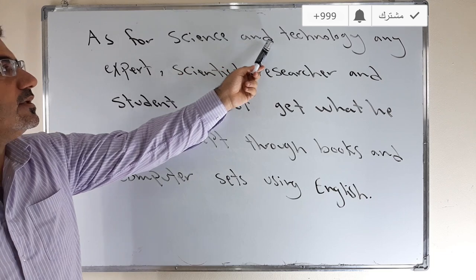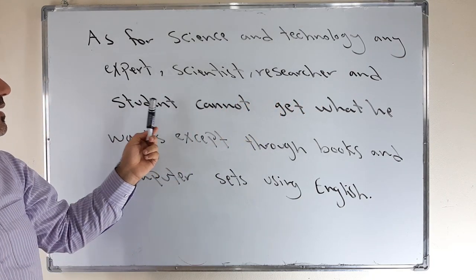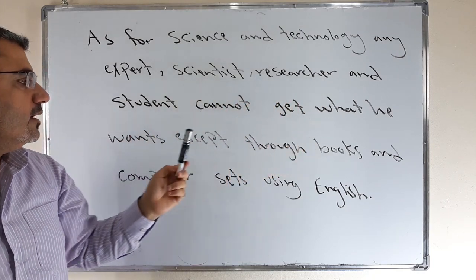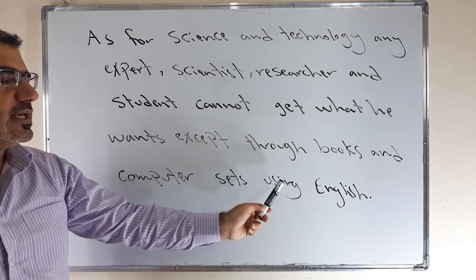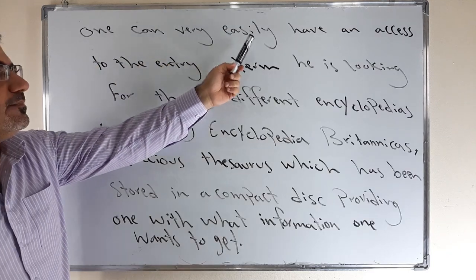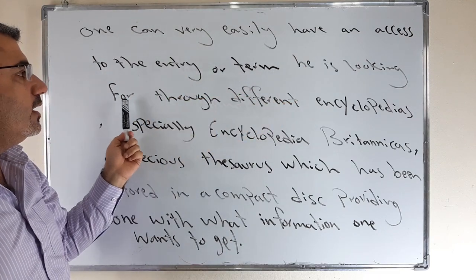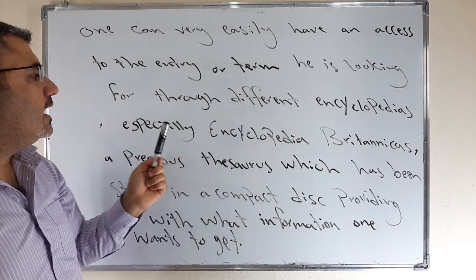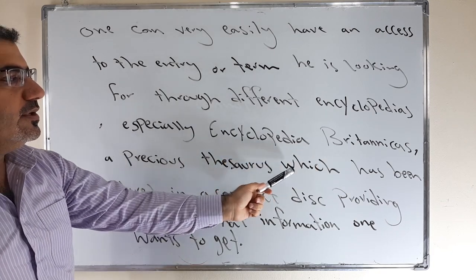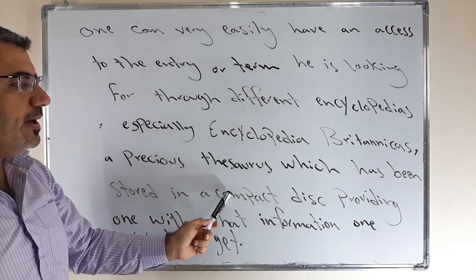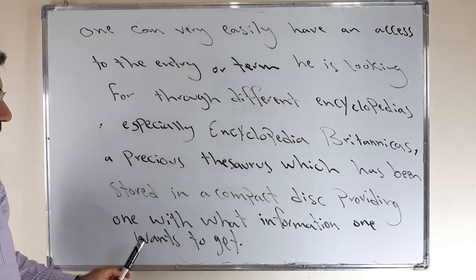As for science and technology, any expert, scientist, researcher, and student cannot get what he wants except through books and computer sets using English. One can very easily have access to the entry or term he is looking for through different encyclopedias, especially Encyclopedia Britannica's precious thesaurus, which has been stored in a compact disk, providing one with what information one wants to get.